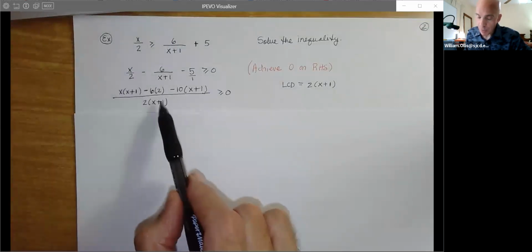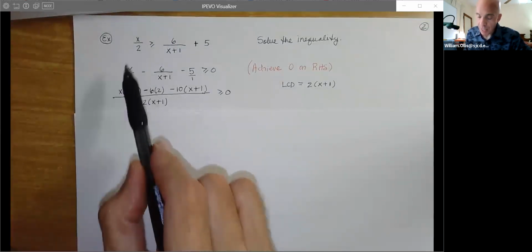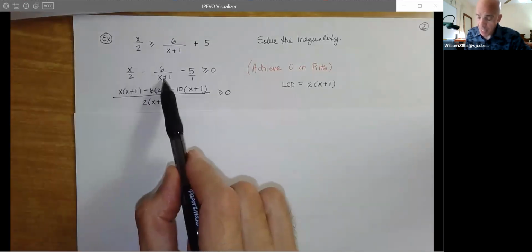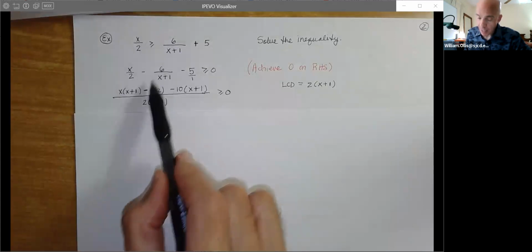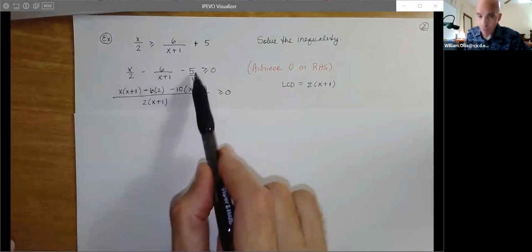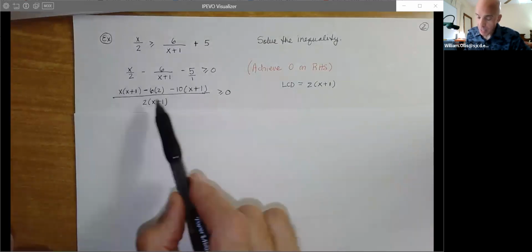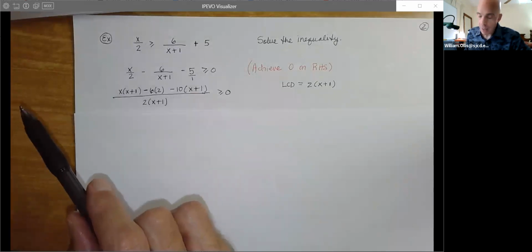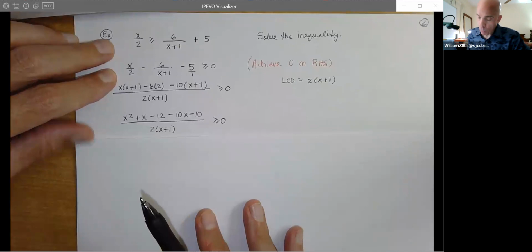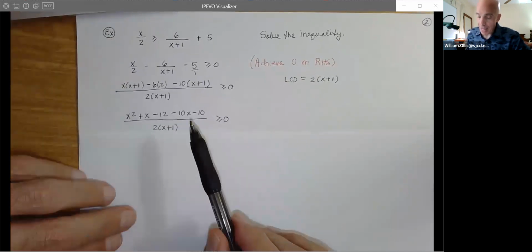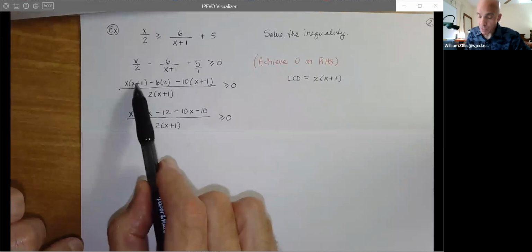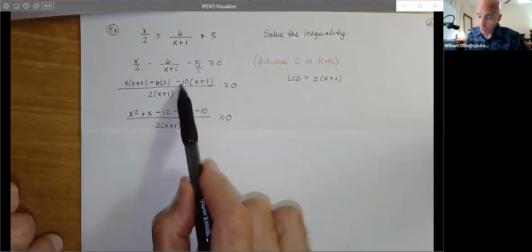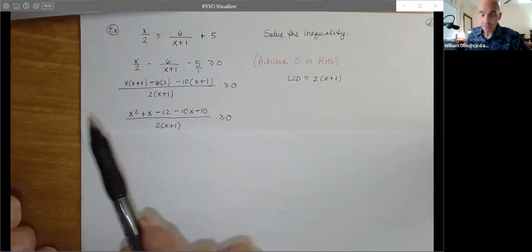So we've got the 2 here, but not the x plus 1. So we multiply the x by the x plus 1. Here we have the x plus 1, but not the 2. So we multiply the negative 6 by the 2. And then the negative 5, well, all it has is the 1. So it gets the 2, which creates the negative 10, and then, of course, the x plus 1. So now what we want to do is combine terms. So again, x times x plus 1 gives us x squared plus x. And then we have a negative 12. And then, of course, a negative 10x minus a 10.